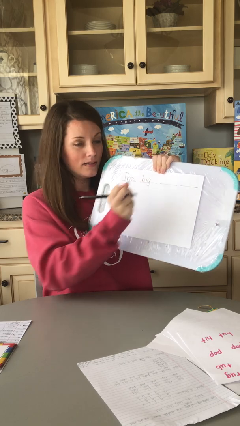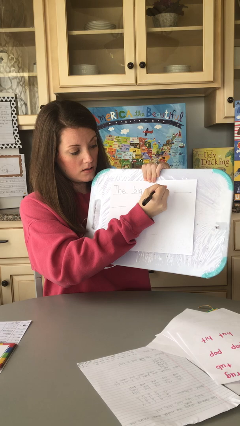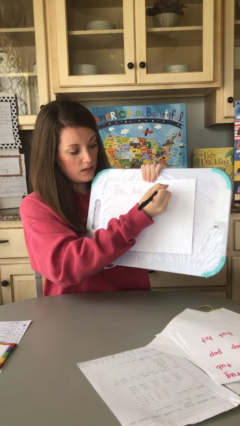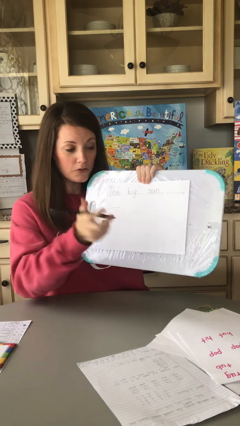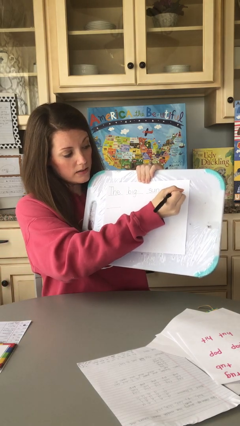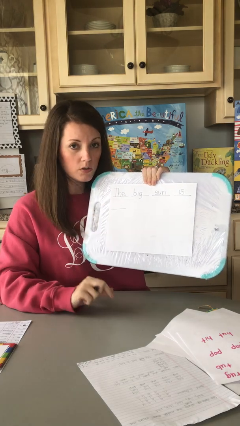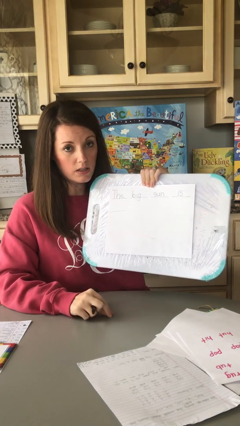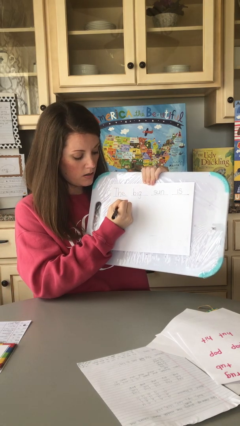big, sun, is. Two letters go together to spell is, I-S. Hot. Now, just because I go to a new line doesn't mean I started a new sentence. I'm still writing the same sentence, so it's lowercase. Hot.